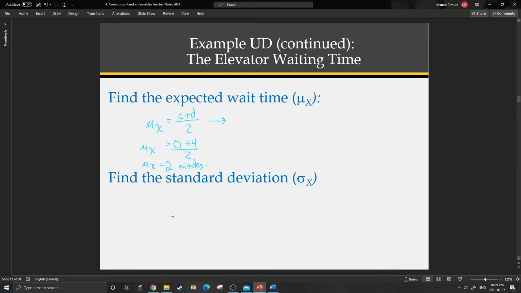There. Standard deviation. So the formula is D minus C over the square root of 12, which I know is odd. There's a reason for it. It's just we're not going to cover it. That's not the point of our course. So here we go. Plugging that in. What do you get?